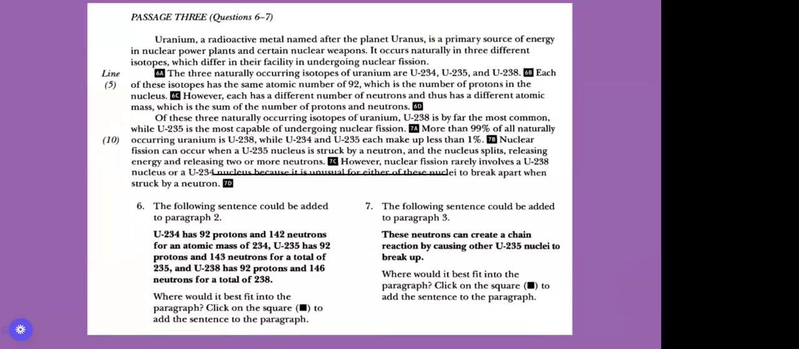Let's do this one. And we have the following sentence could be added to paragraph 2, to this one. Where in paragraph 2 would you insert it? And number 7 is the same. Where could you insert this piece of information in paragraph 3?